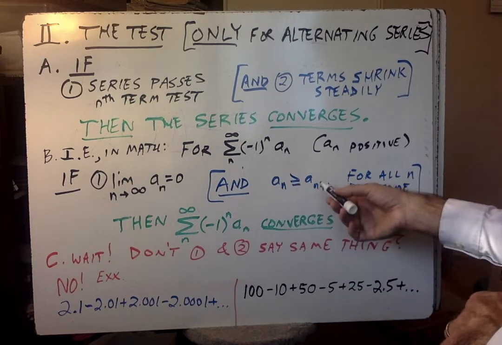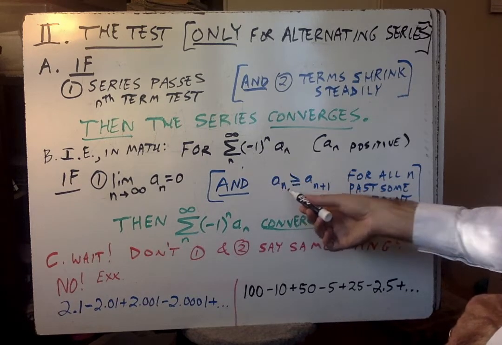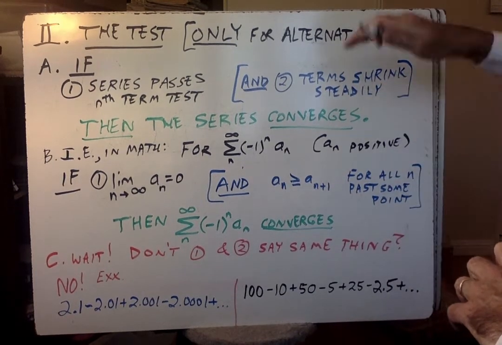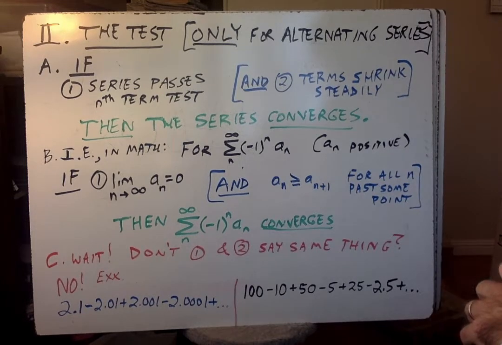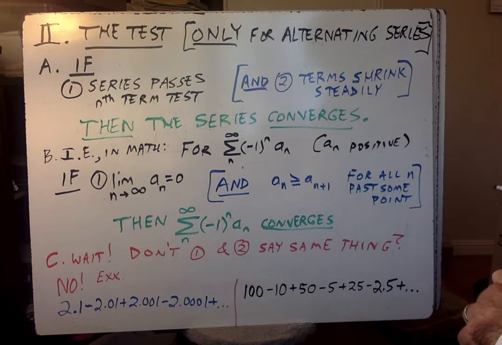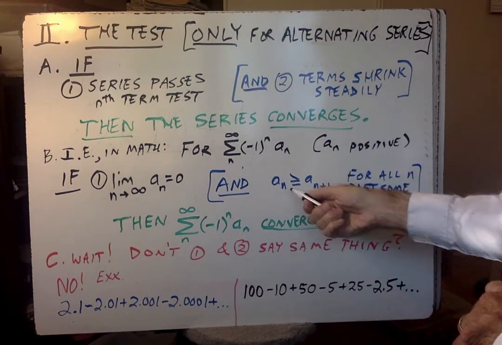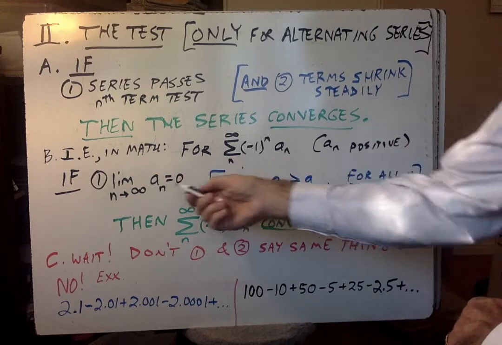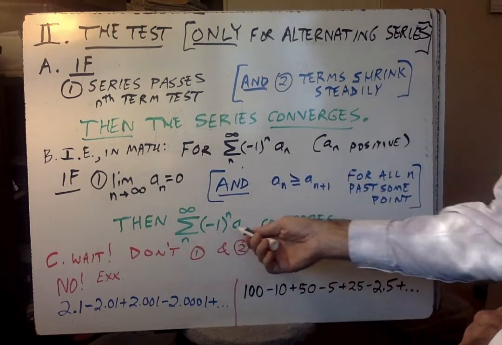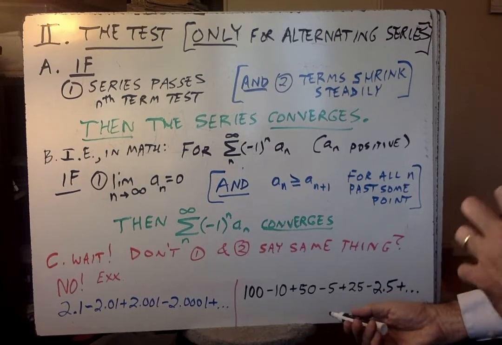What that means is that each term is smaller than the one before it, or it can be equal. Now, it doesn't have to be true right away. The terms can start getting bigger for a while, as long as eventually, past some point, they all start shrinking steadily, meaning each one is never bigger than the one before. If those two things are true, then we can be guaranteed that the alternating series converges. There's commonly a confusion at this part.